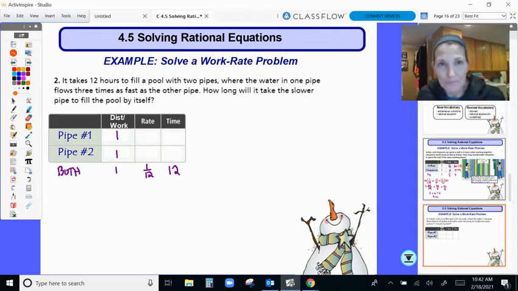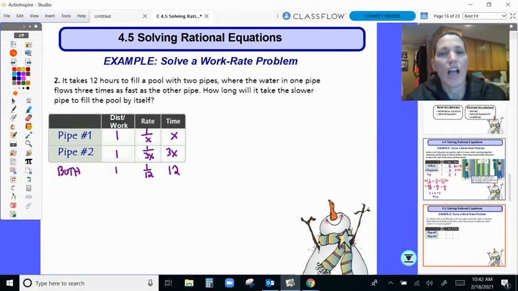If one pipe fills it in x hours, the water in one pipe flows 3 times as fast, so the other one is going to take 3 times as long. It doesn't matter which one. So my rate here is going to be 1 job in x hours. The other one is going to be 1 job in 3 times as long, 3x.